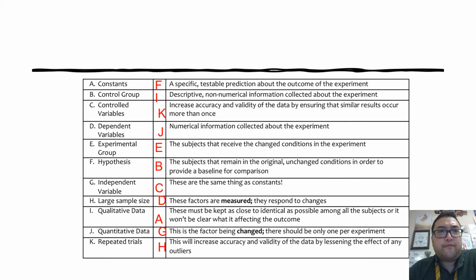So on page 34 of your booklet, you can find this table here. Now I'm going to give you guys a couple seconds to read over this, and you can fill it in on your own, but they cover the most important parts of an experiment: constants, control group, controlled variables, dependent variables, experimental group, hypothesis, independent variable, large sample size, qualitative data, quantitative data, repeated trials. So again, all of those are there for you to match, and you can match them on page 34 of your booklet.